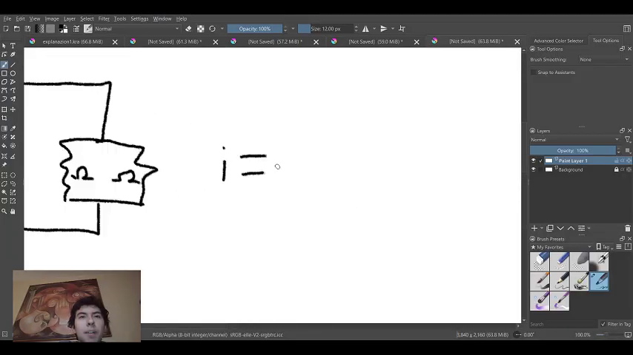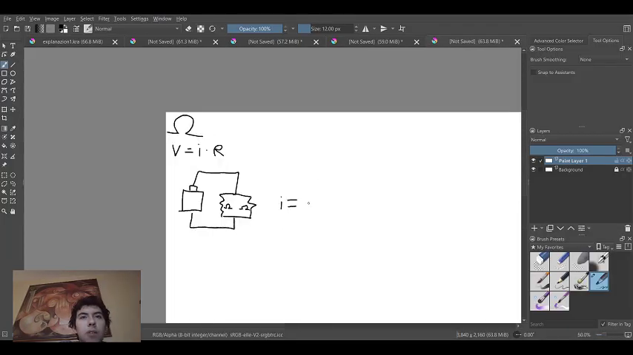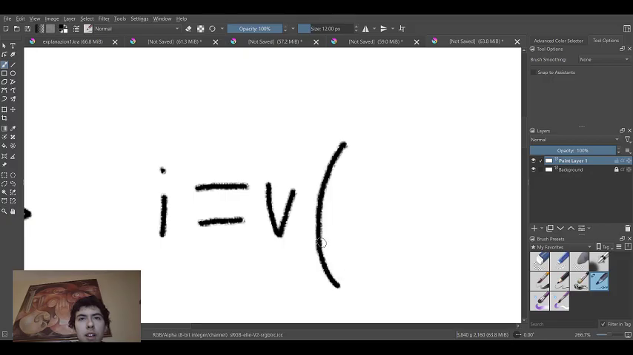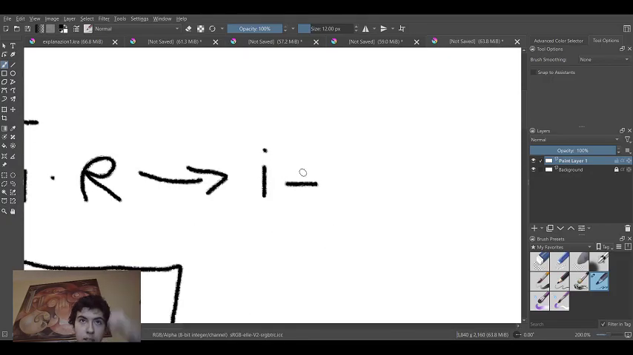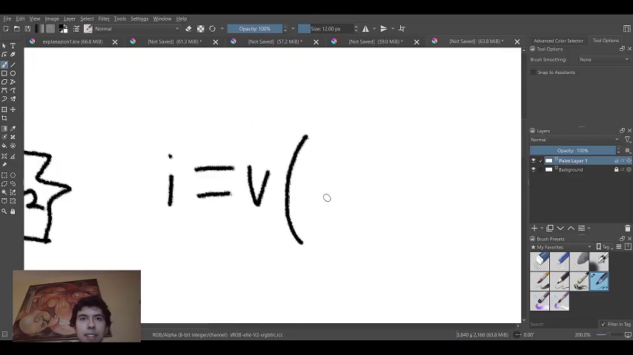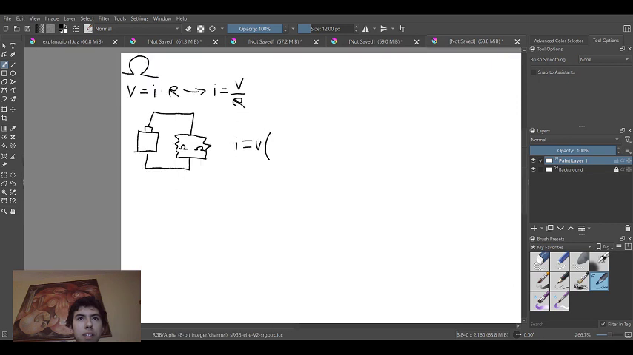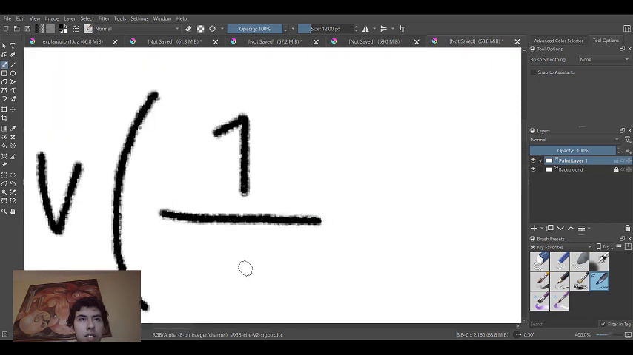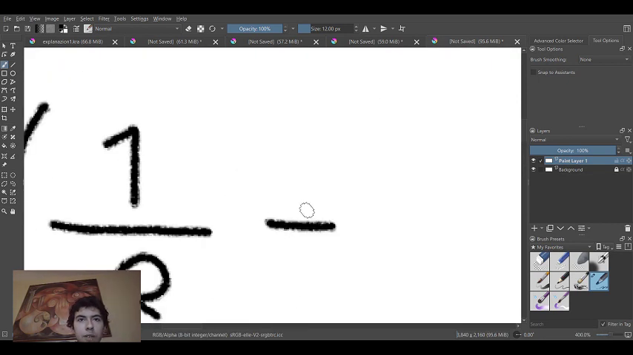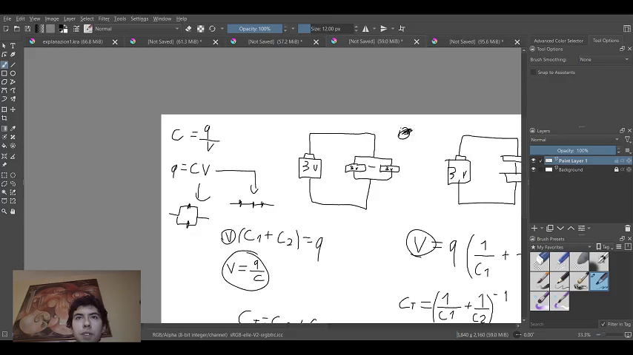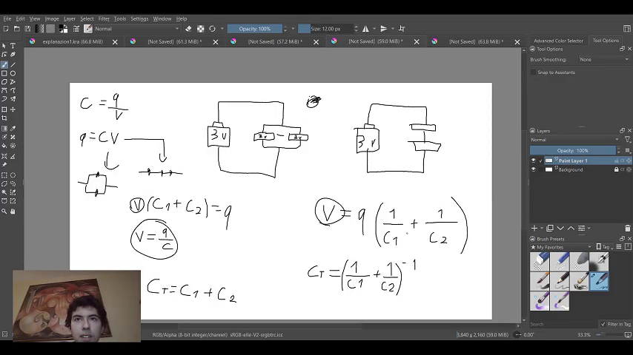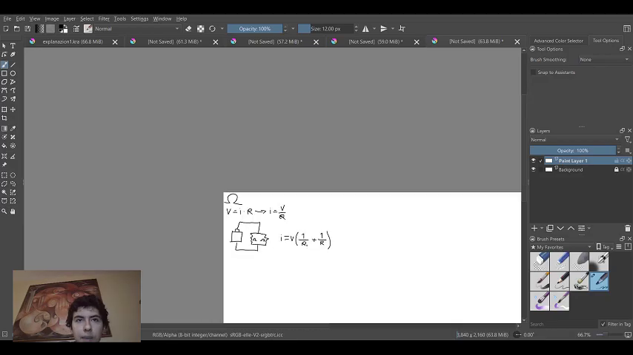Okay, so we're going to have I equals V times. We can change this actually directly into I equals V over R, which means that in this case, the current is going to be V times the sum of the inverse of the resistances. The opposite as for capacitors, because this happened in series. Here it's happening in parallel.